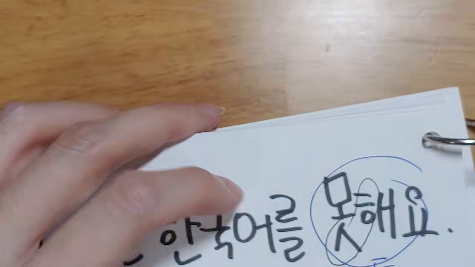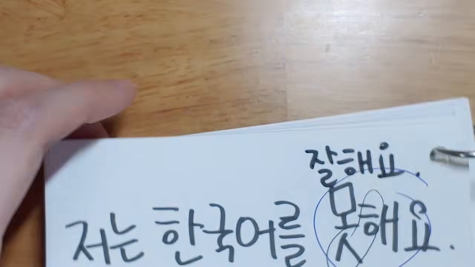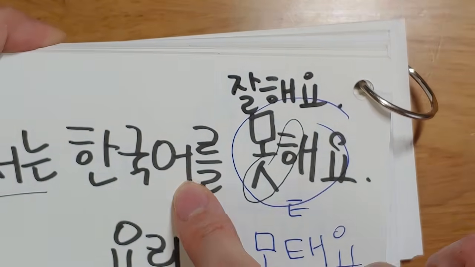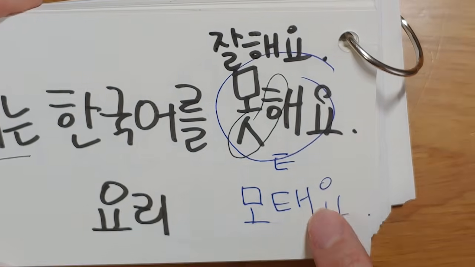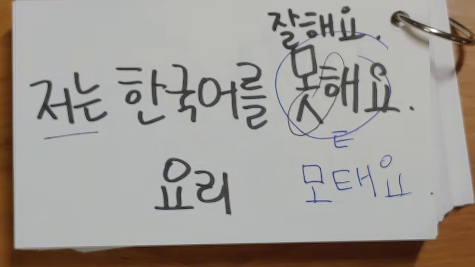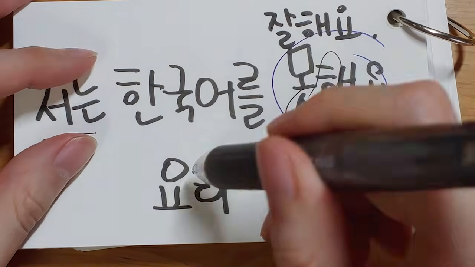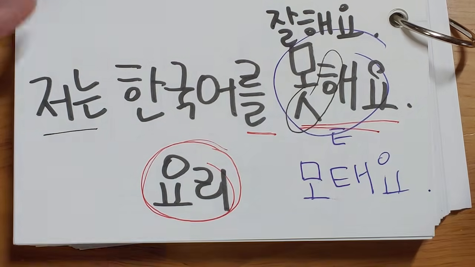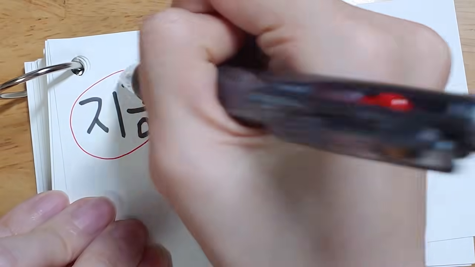And we learned 잘해요, right? When you say you 잘해요 something, it means you are good at something. Like 한국어를 잘해요 means you're good at Korean. But if you say 한국어를 못해요, it's pronounced this way. 못해요, it means I don't speak Korean or I can't speak Korean. 저는 한국어를 못해요. And you can also say like 저는 요리를 못해요. I can't cook. I'm not good at cooking.